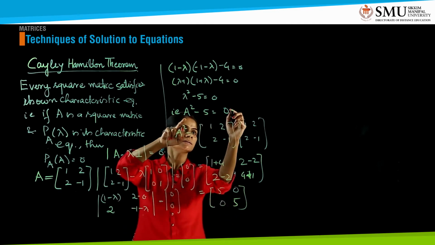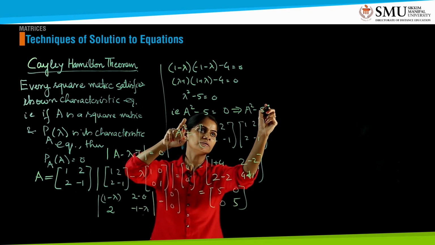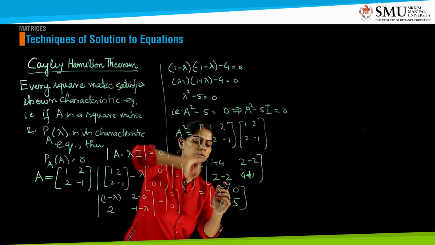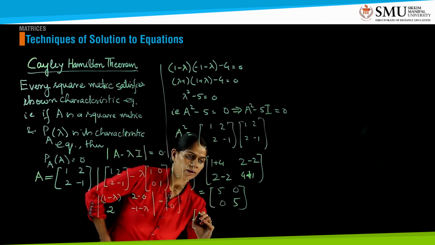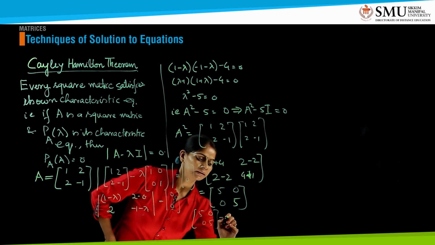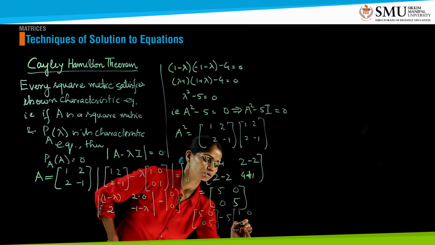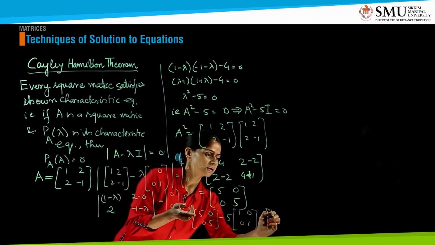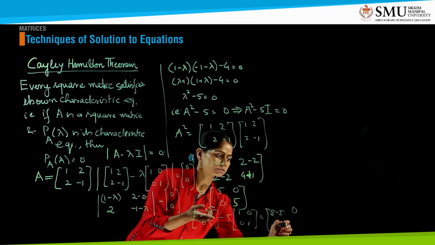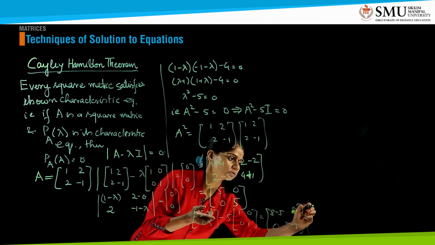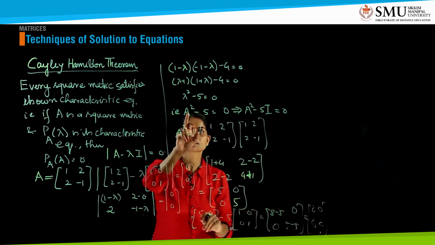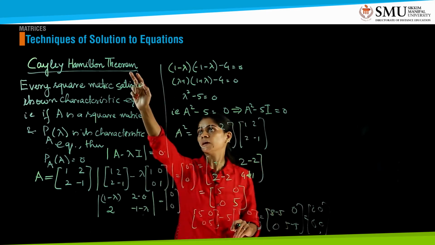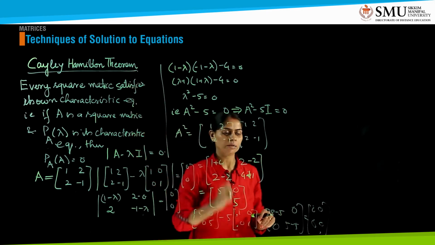Now, writing this equation is equivalent to saying A square minus 5 into I is equal to 0. So, now put this value of A square here. What we get is (5, 0; 0, 5) minus 5 into the identity matrix (1, 0; 0, 1). If you solve it, the first term is 5 minus 5, the second is 0, 0, and this is 5 minus 5, which is nothing but the zero matrix. So, this shows that the square matrix A satisfies its characteristic polynomial. Hence we have shown how the Cayley-Hamilton theorem is applicable here.